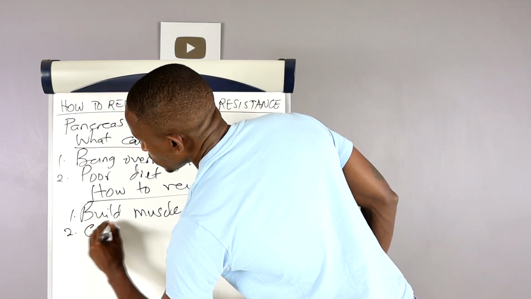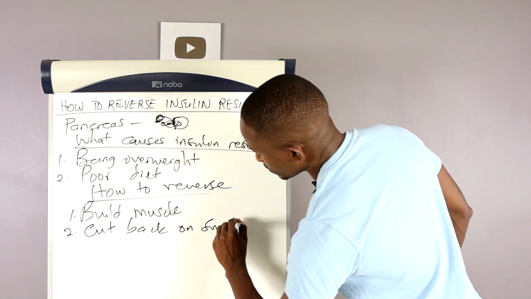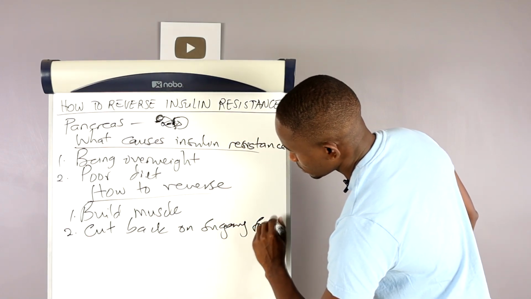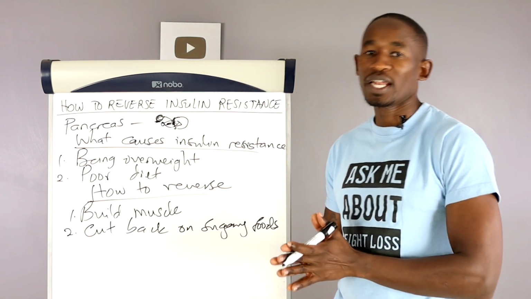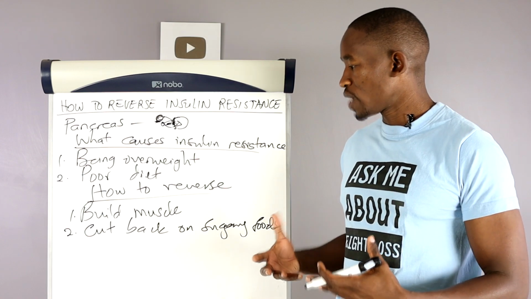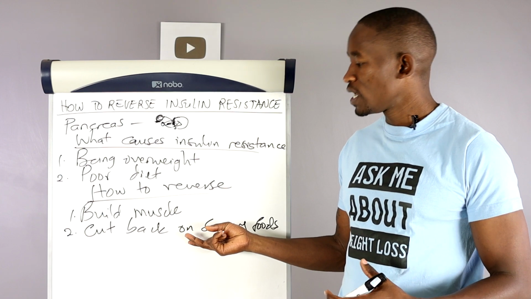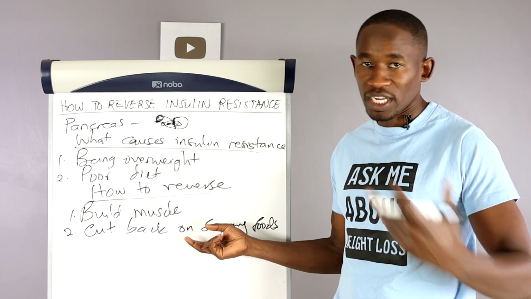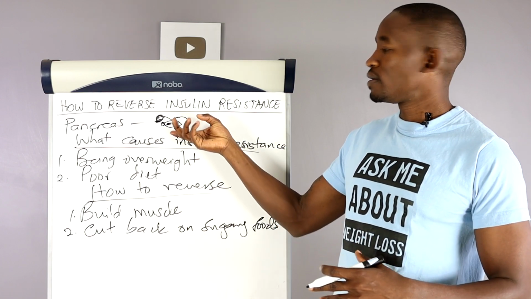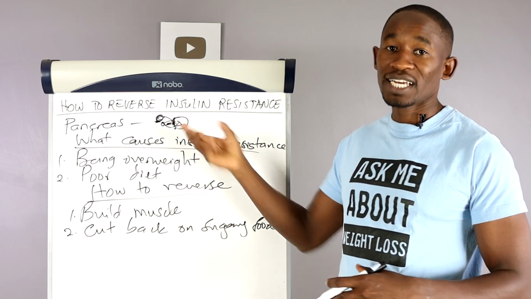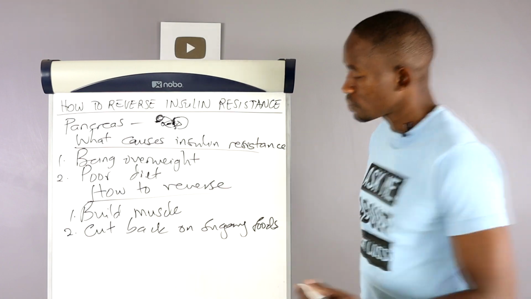Number two, cut back on sugary foods. If you normally eat lots of sugary foods, you're spiking your blood sugar levels, and that could be the reason why you're struggling with insulin resistance. By simply cutting back on these foods, you'll be able to reduce blood sugar spikes, which means even if your insulin sensitivity doesn't improve, you'll still be in a better position because you won't have excess blood sugar.